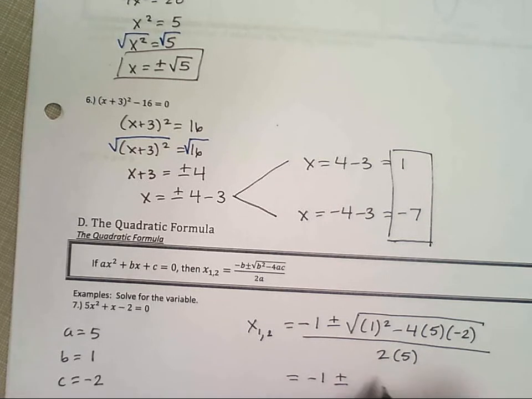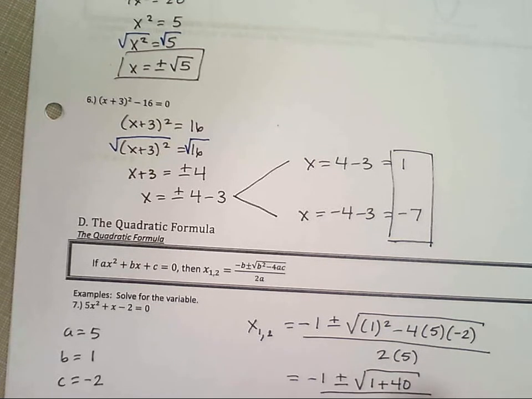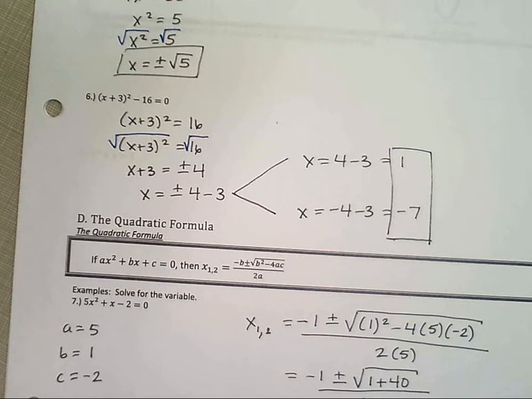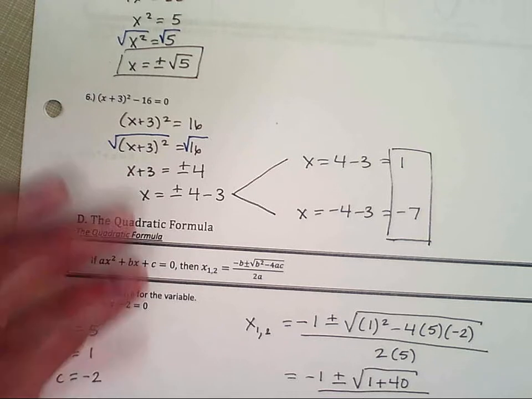So I have negative 1 plus or minus the square root of 1 squared, which is 1, minus 4 times 5 times negative 2 is what? So it turns to positive 40, all over 2 times 5, which is 10. Okay, so here I'm going to have the square root of 41, right? I can't simplify that. 41 is prime, right? The only 2 factors of 41 are 1 and itself. So it's ugly, so I'm just going to leave it. Negative 1 plus or minus the square root of 41 over 10. Don't really think I could simplify that.